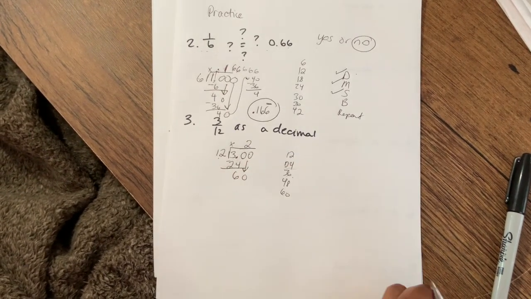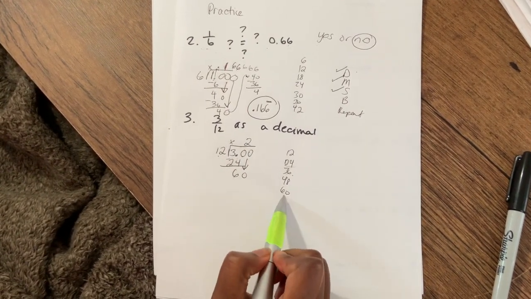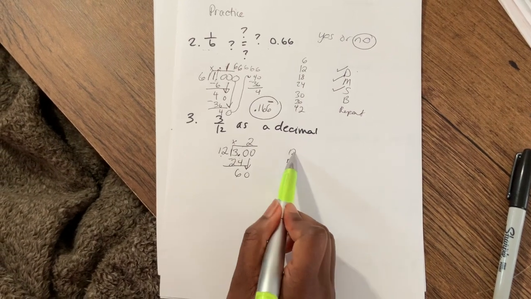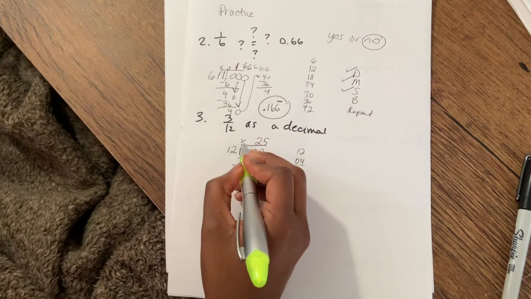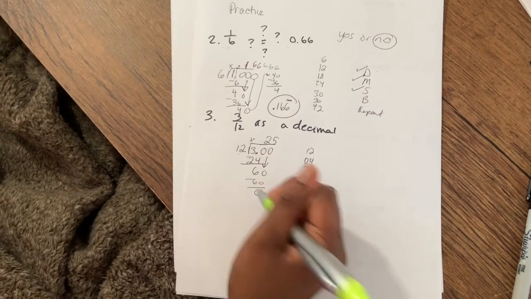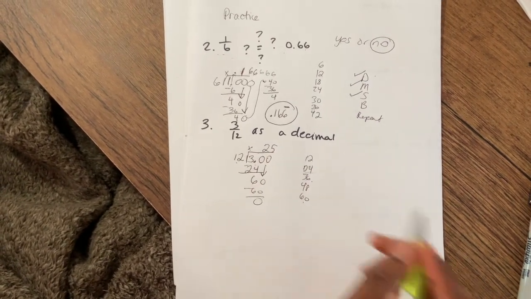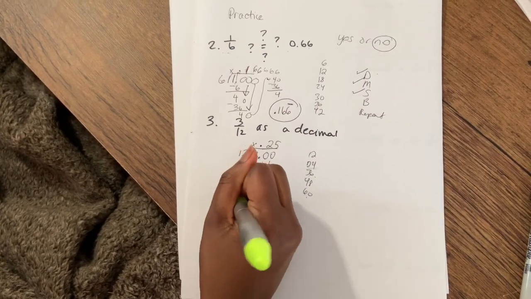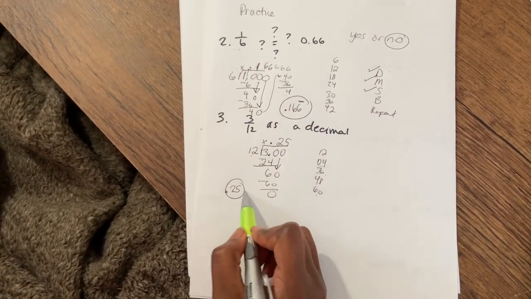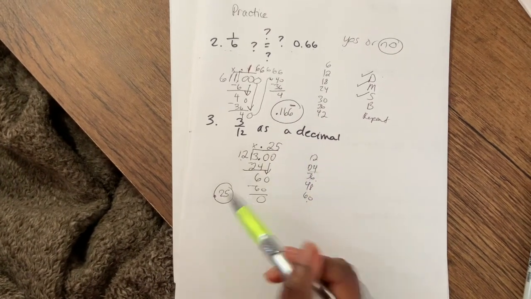Bring down my 0, that leaves me with 60. 60 is on my list of multiples under 12. That is 1, 2, 3, 4, 5 groups. 5 times 12 is 60, and I am done. Oh, no, I'm not. Bring up my decimal. Now I'm finished. My answer is 0.25. 3 over 12 as a decimal is 0.25.